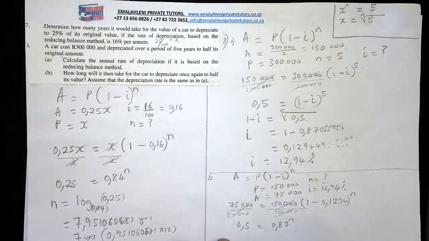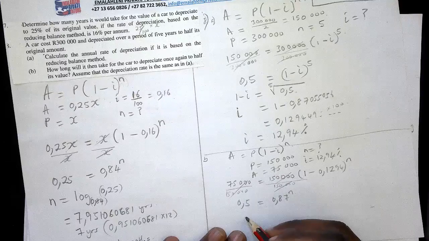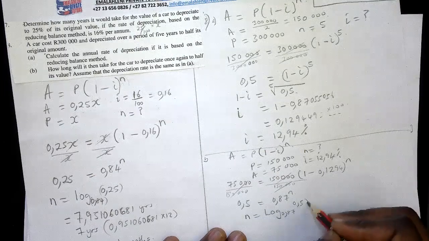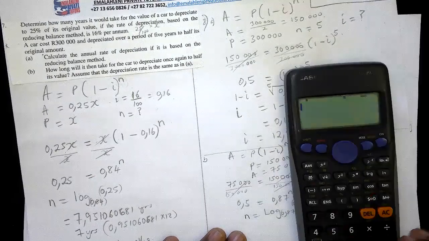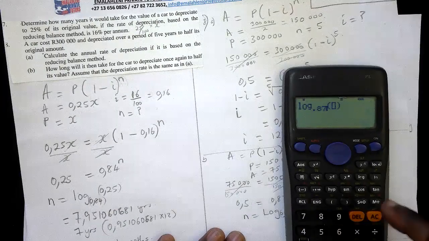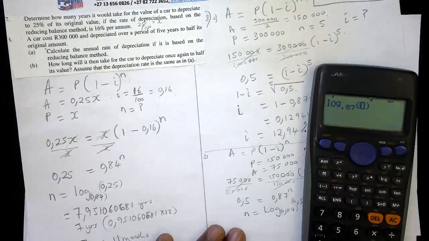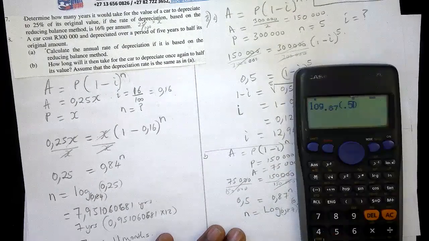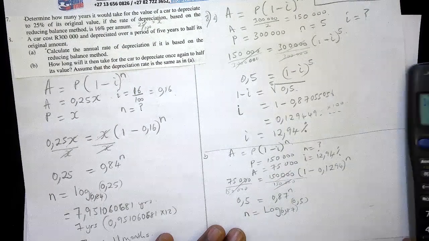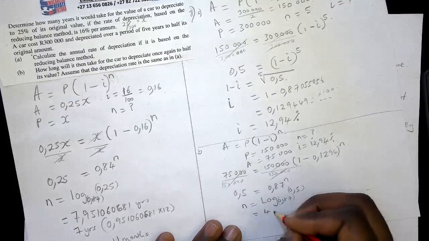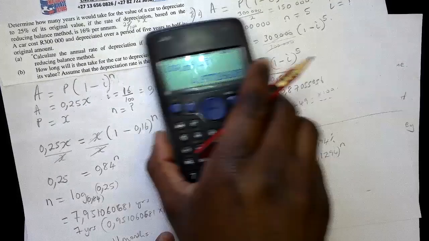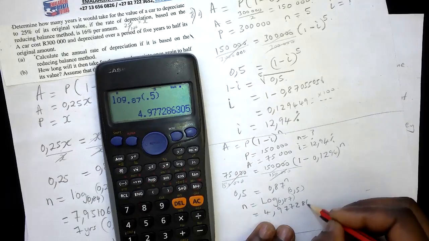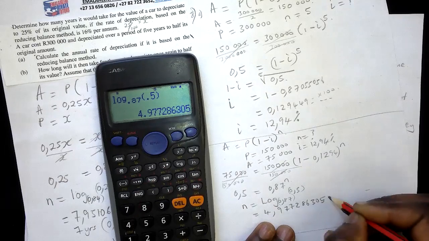Then here, what do we do now again? Remember, n is equal to log base 0.87, same base, of 0.5. So we're going to say log base 0.87 of 0.5. What do we get there? We get 4.977286305. Let me put it here so that you can see. But remember, you write everything there.